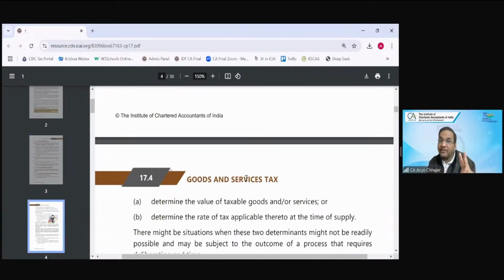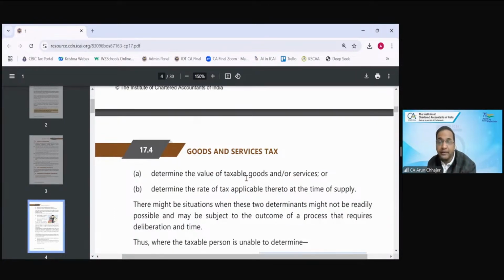There are two specific situations wherein a taxpayer can go for provisional assessment: if he is not able to determine the value, or he is not able to determine the rate of tax. He is not sure what the value could be, or what the rate could be. Only in these two situations can he approach the officer and ask what value he should charge GST on, or what rate of tax he should charge on the invoice.